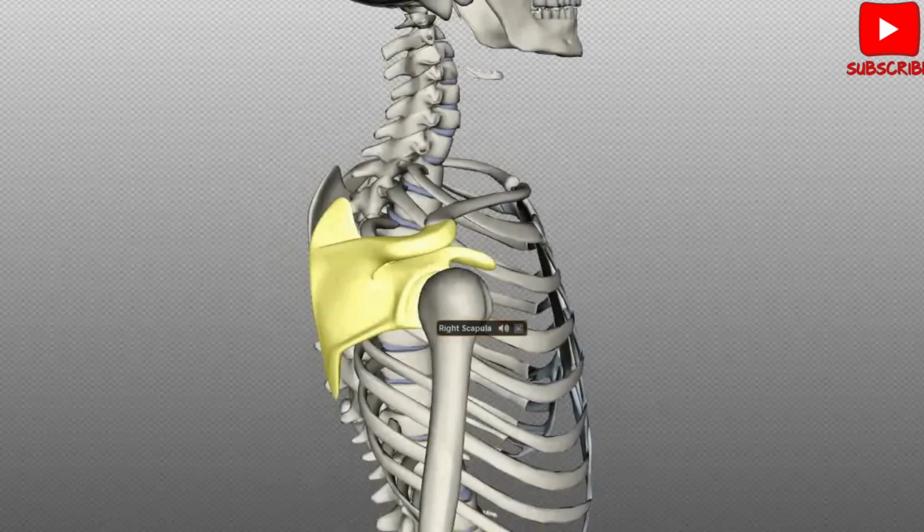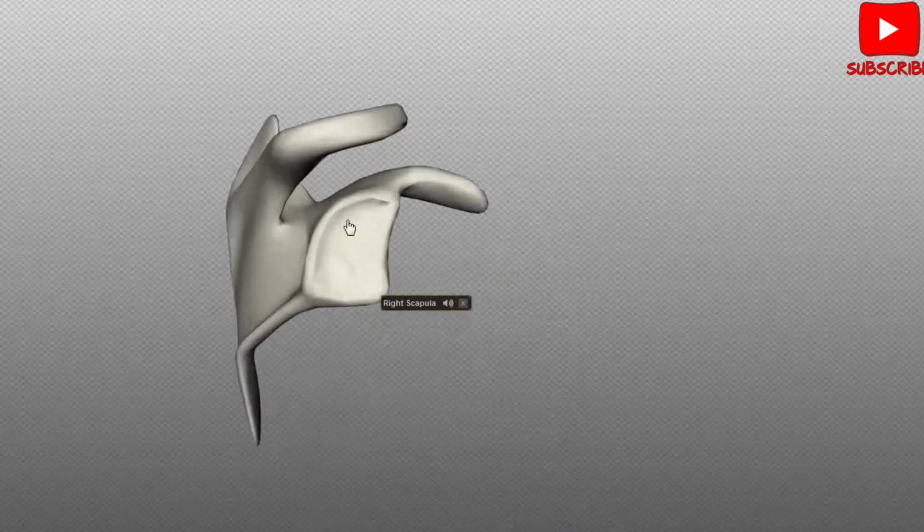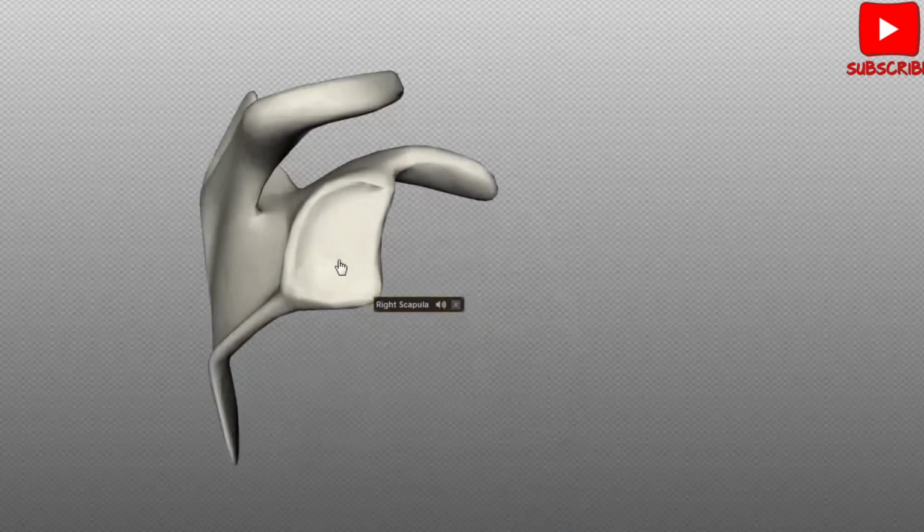I'll just isolate the scapula again and we can have a look at that. You can see this shallow hollowing, the glenoid fossa, and you've got two tubercles above and below it. Above the glenoid fossa you've got the supraglenoid tubercle, and below it you've got the infraglenoid tubercle. These tubercles are a point of attachment for muscles. The infraglenoid tubercle is the point of origin for the long head of the triceps muscle. The supraglenoid tubercle is the point where the long head of the biceps muscle attaches.